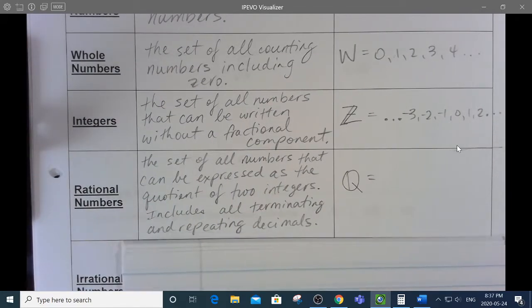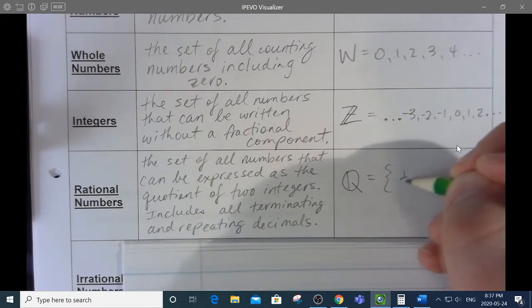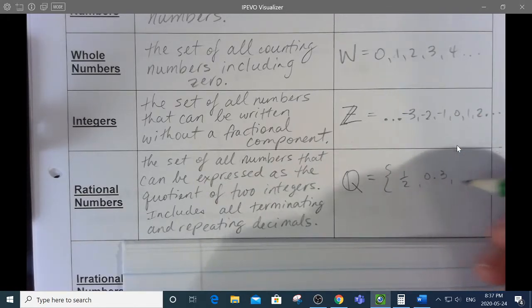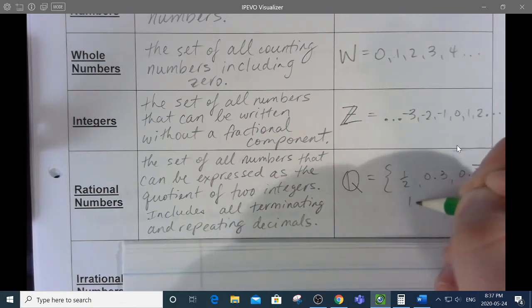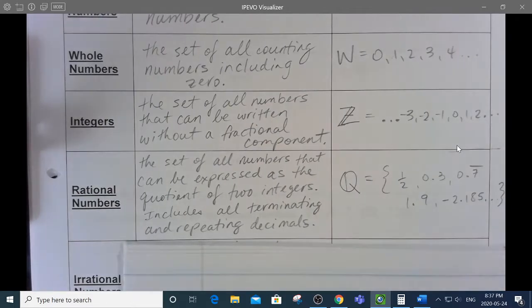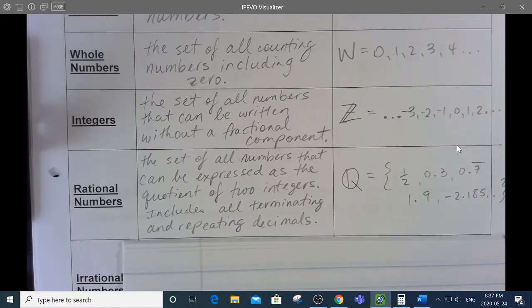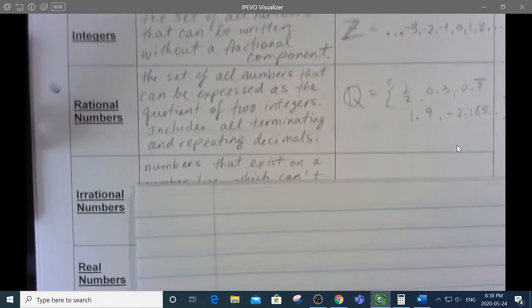How about I'll just give you some examples. So that'd be the set that includes things like 1/2, 0.3, 0.7 repeating, 1.9. I don't have any negatives in here. -2.185, and I'll just say etc. Right? So you might be thinking, well, doesn't that include everything? And the answer to that is no, and you were supposed to learn this back in grade 9. There's actually an even bigger set, and I'll explain what I mean by that in a minute, called irrational numbers.